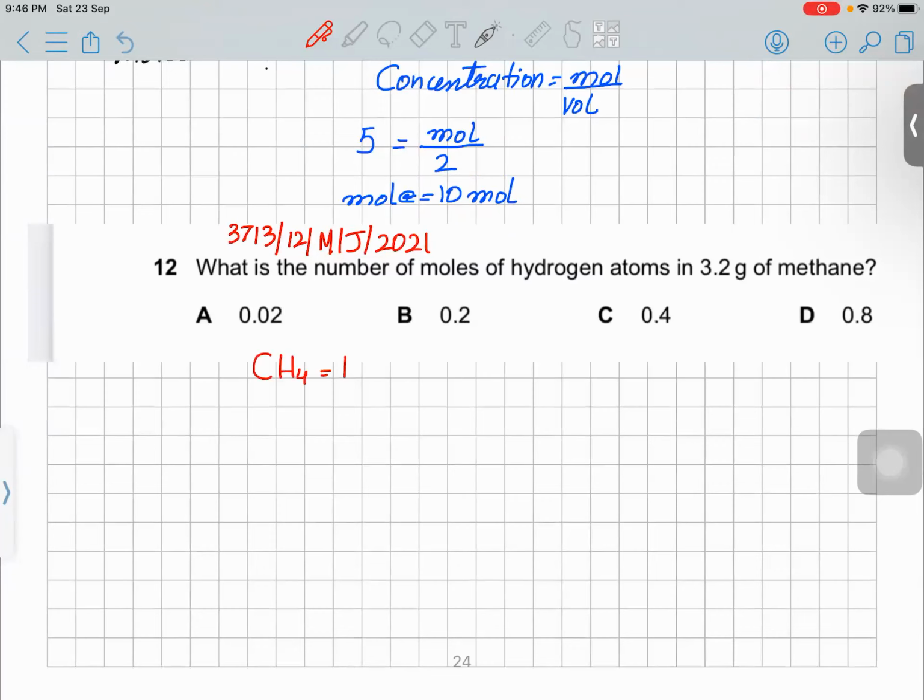Can you tell me the MR of CH4? Sir, 16. 16. Now mole is equal to 3.2 gram divided by 16. That is 0.2. So B is the answer.